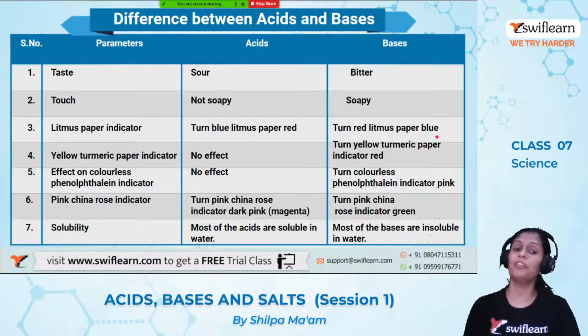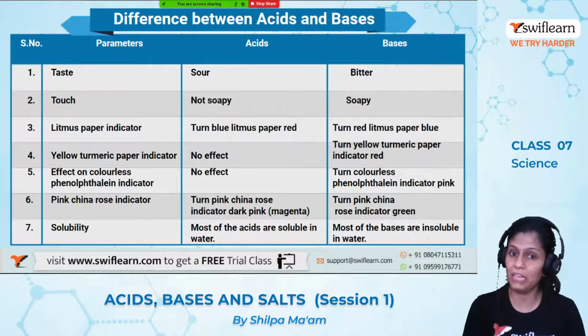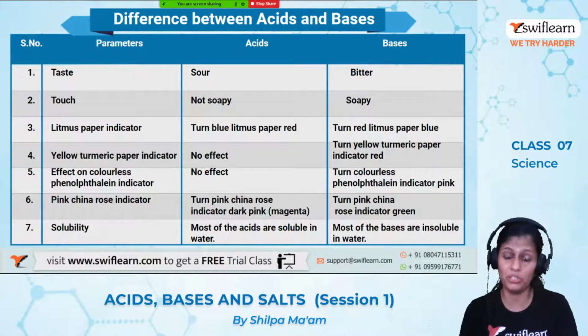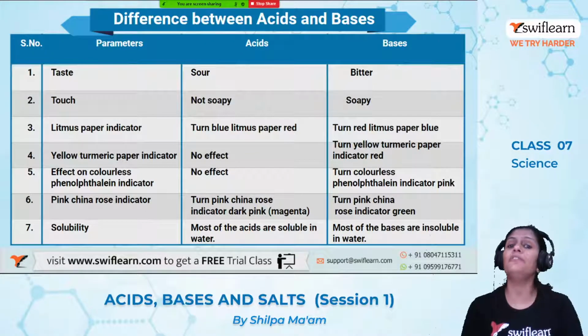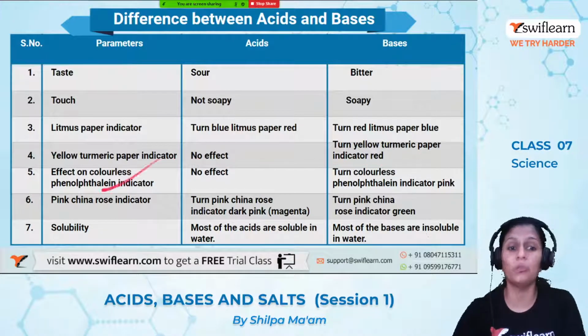Now, the role of litmus paper comes into play when we can neither taste the thing nor touch it to check whether it is an acid or a base. That is, it is risky to touch or taste them. Then we take the help of an indicator. An indicator tells us whether a given substance is an acid or a base. You can see there are a lot of indicators listed here.